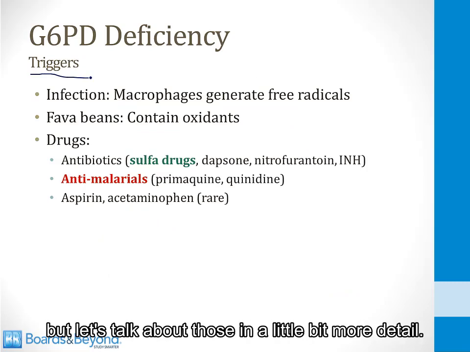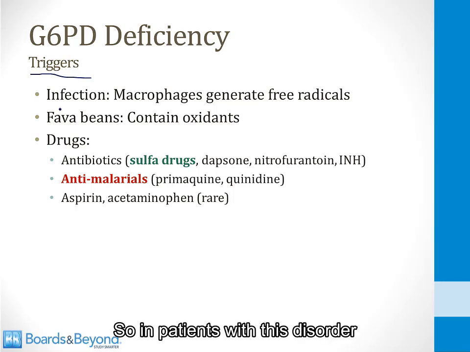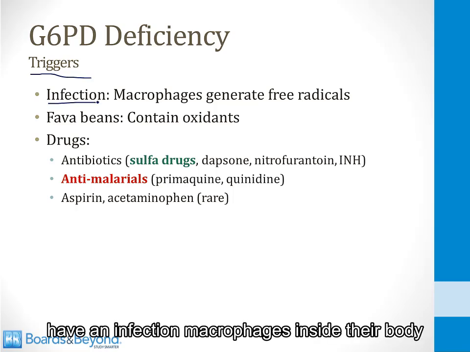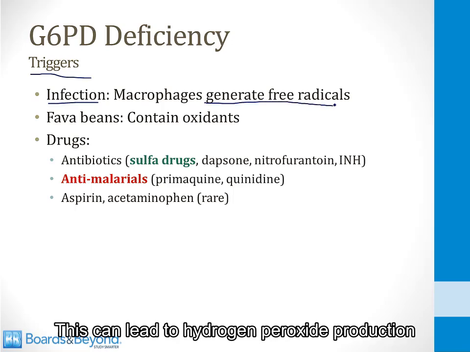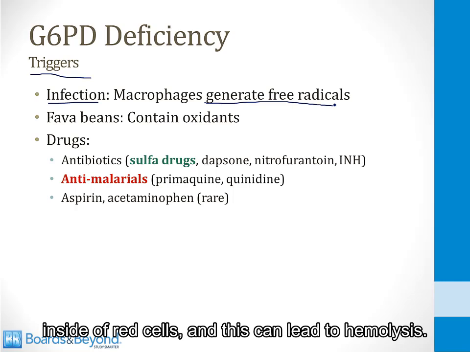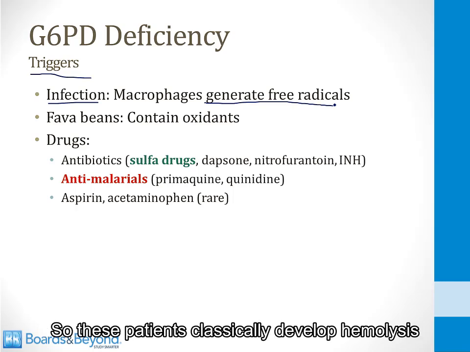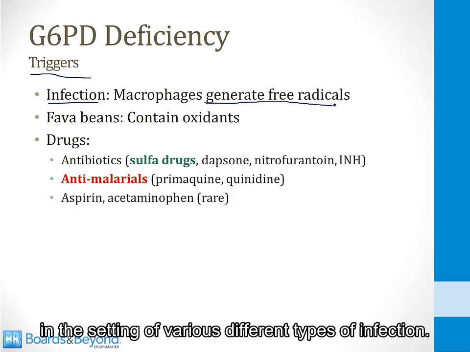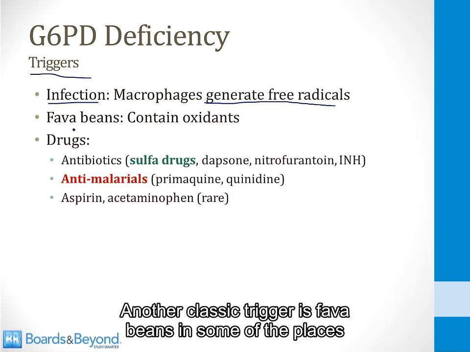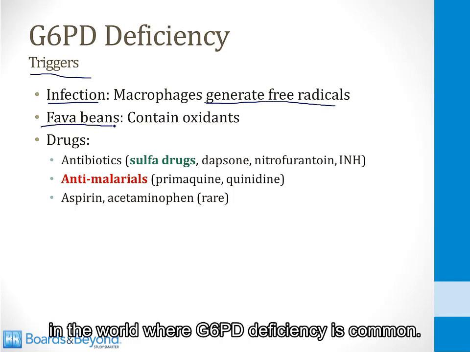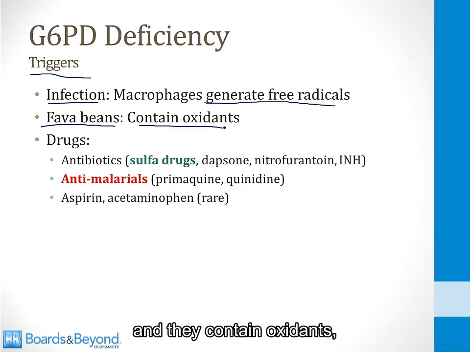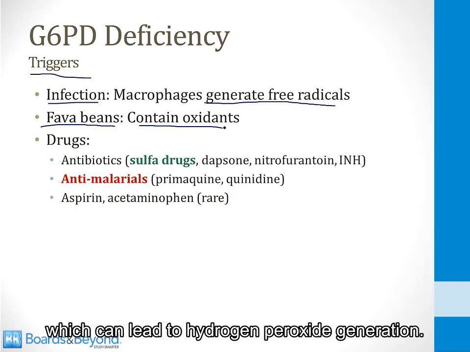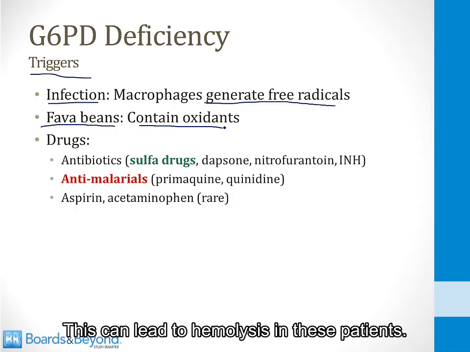I mentioned the common triggers of hemolysis in patients with a G6PD deficiency before, but let's talk about those in a little bit more detail. So when patients with this disorder have an infection, macrophages inside their body can generate free radicals. This can lead to hydrogen peroxide production inside of red cells, and this can lead to hemolysis. So these patients classically develop hemolysis in the setting of various different types of infection. Another classic trigger is fava beans. In some of the places in the world where G6PD deficiency is common, patients consume lots of fava beans, and they contain oxidants which can lead to hydrogen peroxide generation. This can lead to hemolysis in these patients.